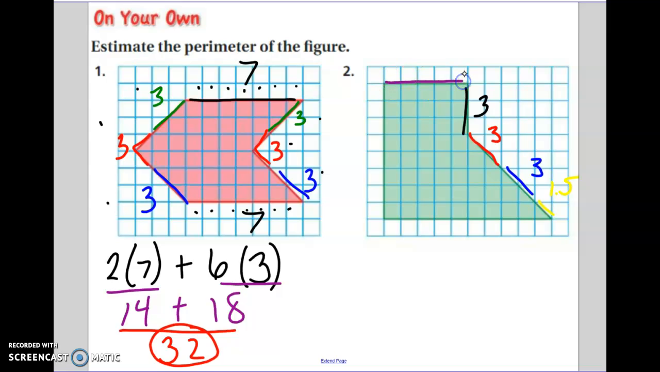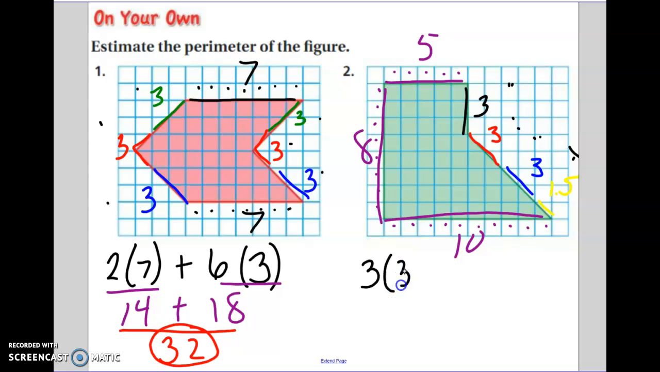Purple. What's that? 1, 2, 3, 4, 5. And this straight guy, 1, 2, 3, 4, 5, 6, 7, 8. We have this guy, 1, 2, 3, 4, 5, 6, 7, 8, 9, 10. And now I can add it all up. So I can say there's 1, 2, 3, 4. No. 1, 2, 3 threes. So 3 threes plus 5 plus 8 plus 10.